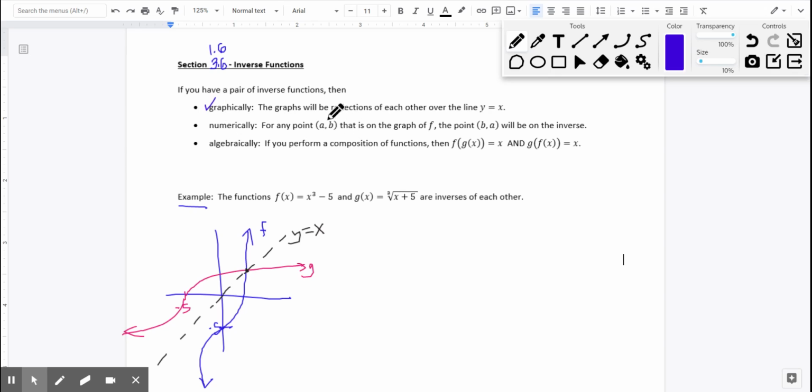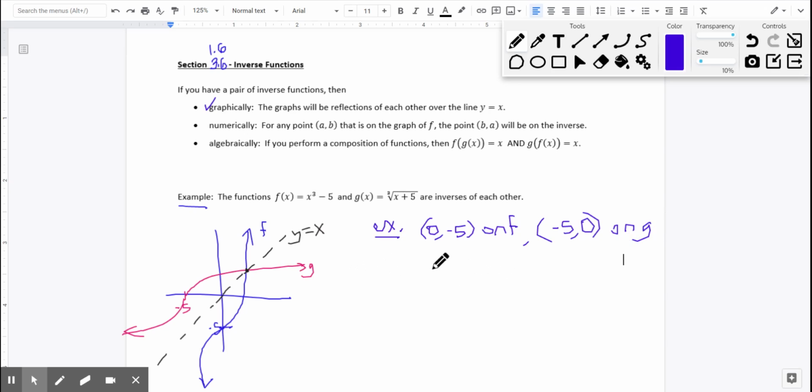Numerically, what happens is any point that you have on your function, the ordered pair where you've swapped the positions of x and y will have to be on the inverse. So we can take a look at some examples of points. For example, you have the point (0, -5) on F. Do you notice that you have the point (-5, 0) on the inverse, which I'm calling G here? That's going to happen with every single point on the graph of F. If you swap the positions of x and y, that other point has to be on the inverse.